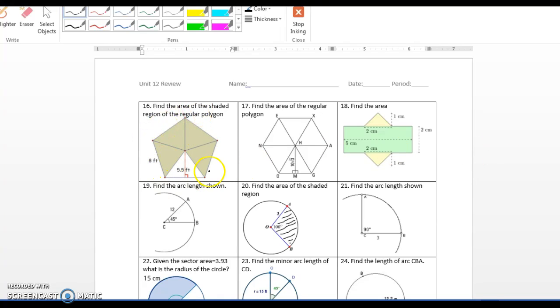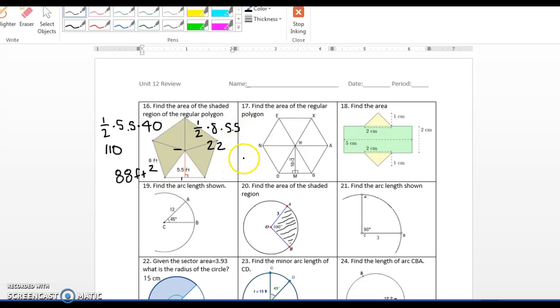So first we're going to need to find the area of the regular polygon, which is 1/2 times the apothem, 5.5, times the perimeter, which is 40. You end up getting 110. And then we need to subtract away this triangle right here, which is 1/2 the base, which is 8, times the height, which is 5.5. And you get 22, so it's 110 minus 22, which is 88 feet squared.